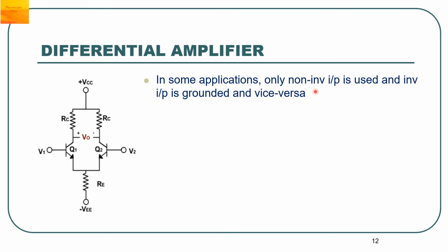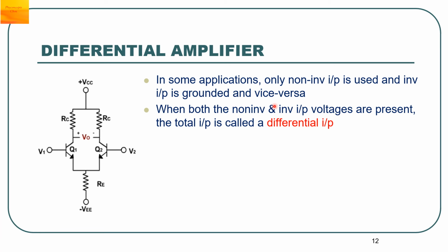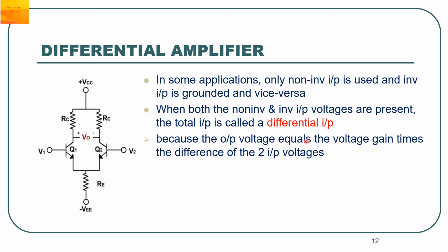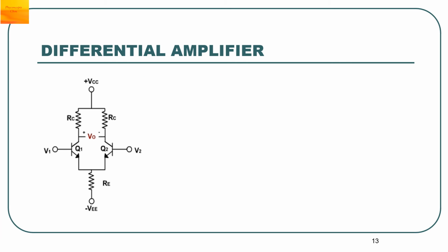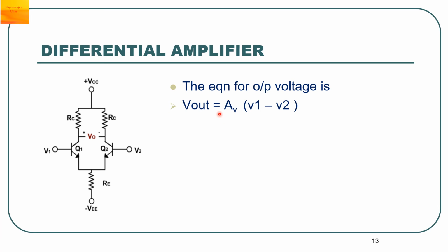In some applications, only the non-inverting input is used and the inverting input is grounded, and vice versa. That is a single-ended input. When both the non-inverting and inverting input voltages are present, the total input is called as a differential input, because the output voltage equals the voltage gain times the difference of the two input voltages. So that equation for the output voltage we can write down as Vout is equal to gain AV into the difference in the input voltages, that is V1 minus V2.